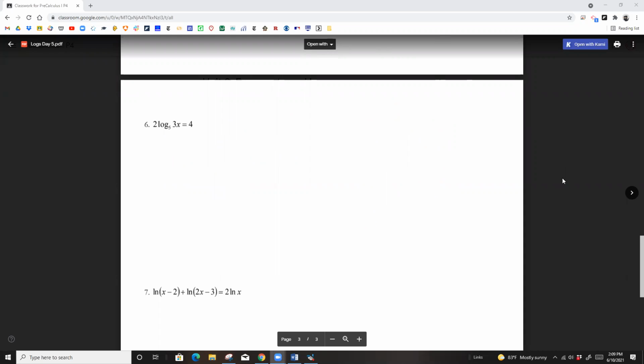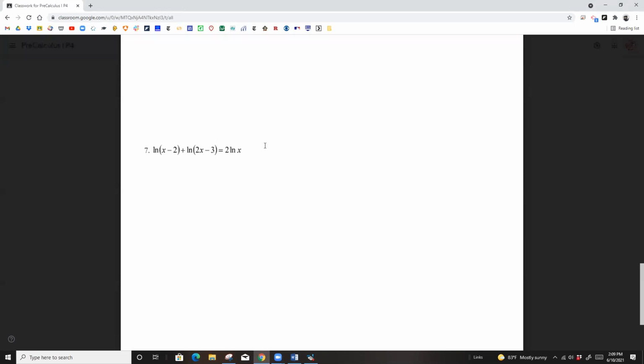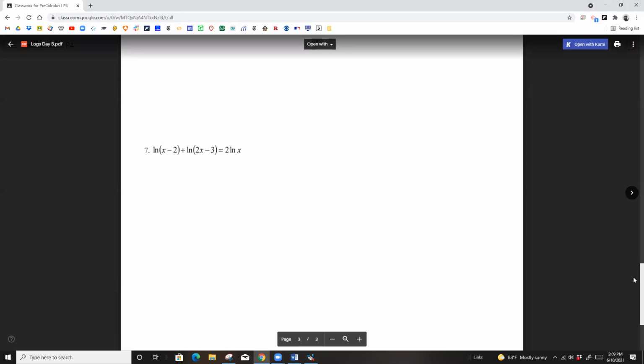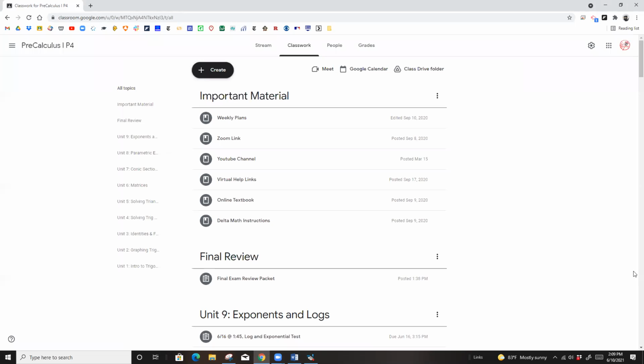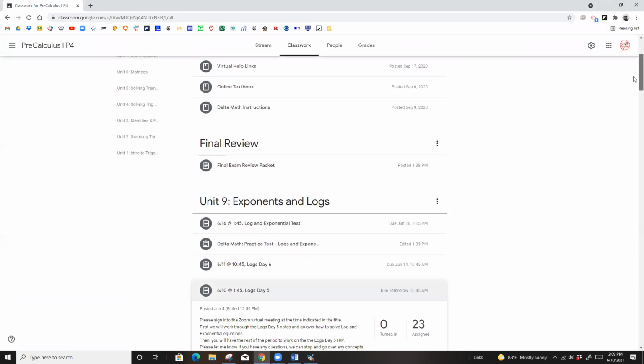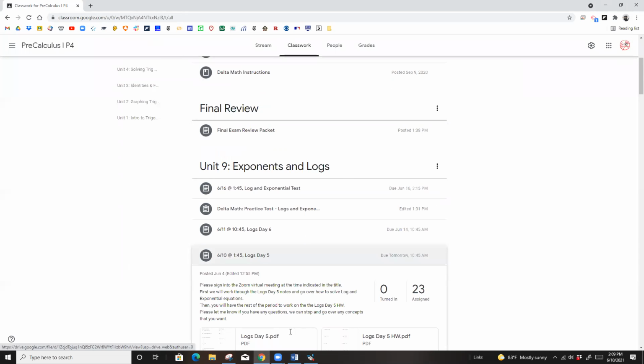All right, last one, we have 3 log expressions. So what we want to do is condense both sides so that it, oops, awkward, how embarrassing.